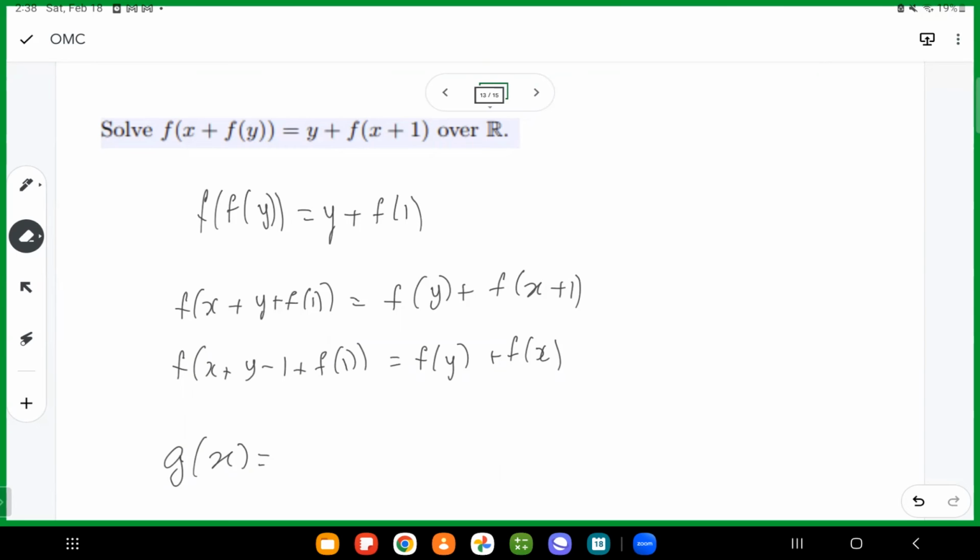Like f of x minus x equals g of x would give g of x plus g of y is g of x plus y plus g1. But that still doesn't look nice enough. I think try and get rid of the 1 minus f of 1 part of it, if there's a way.